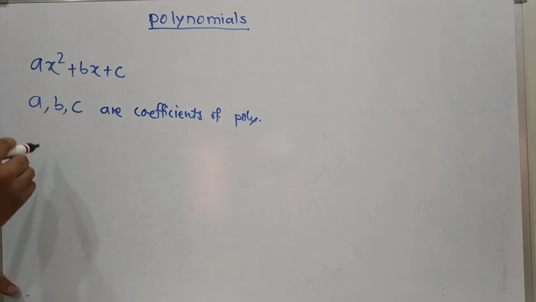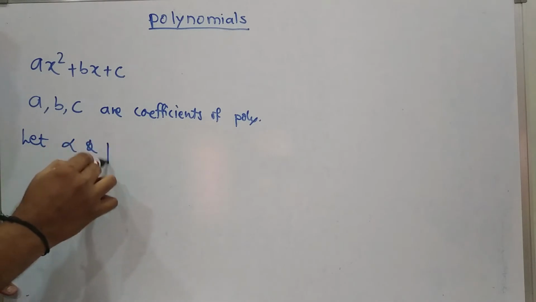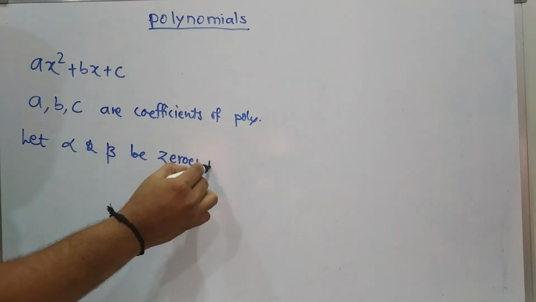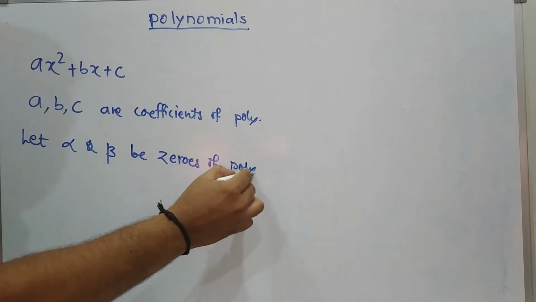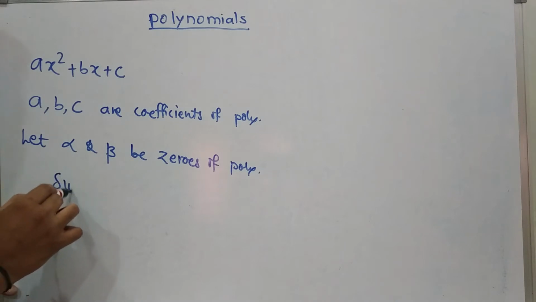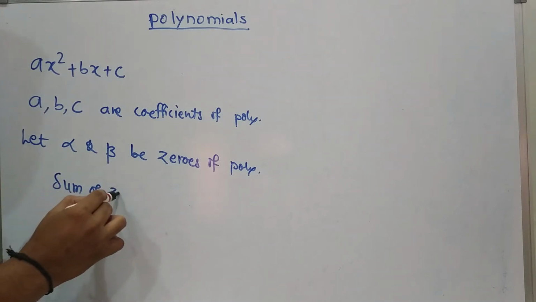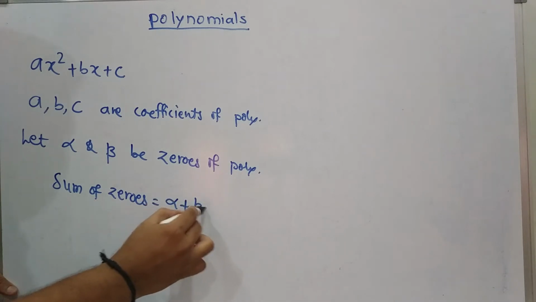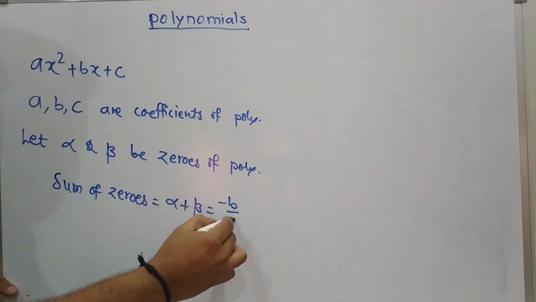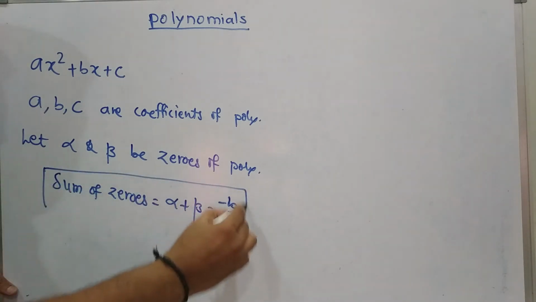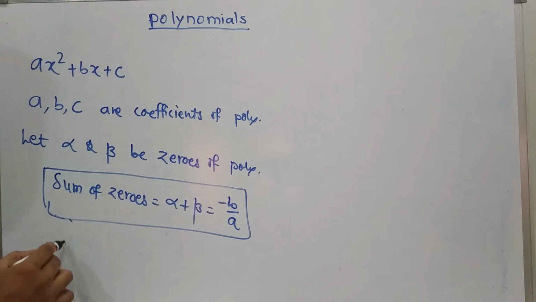So for a given polynomial, let alpha and beta be the zeros of the polynomial. Hence we can write sum of zeros is equal to alpha plus beta is equal to minus b upon a. Now this becomes the formula for sum of zeros.